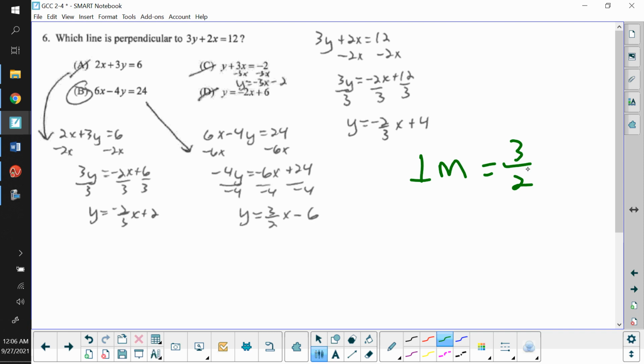In choice A, if you subtract the 2x over and divide by 3, you get negative 2/3 for the slope. That would be an example of one that's parallel, but that's not what we're looking for. If you move down to choice B, if you subtract the 6x over and divide by negative 4, we'd end up with 3/2 for our slope, which is what we were looking for, so it's choice B.